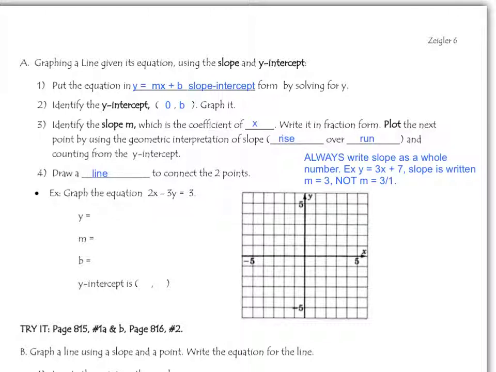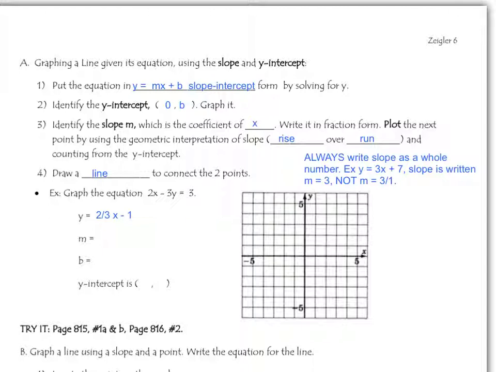So let's look at this example. Graph the equation 2x minus 3y equals 3. Step 1, we need to manipulate the equation and put it in y equals mx plus b form. By now you should be able to do that, so pause the video and go ahead and figure out what y equals mx plus b would be in this case. Okay, you should have gotten y equals 2/3 x minus 1.